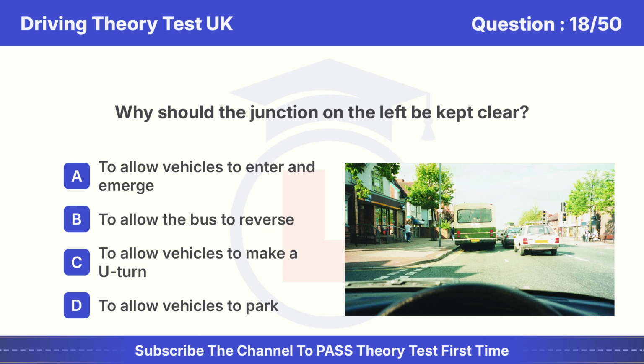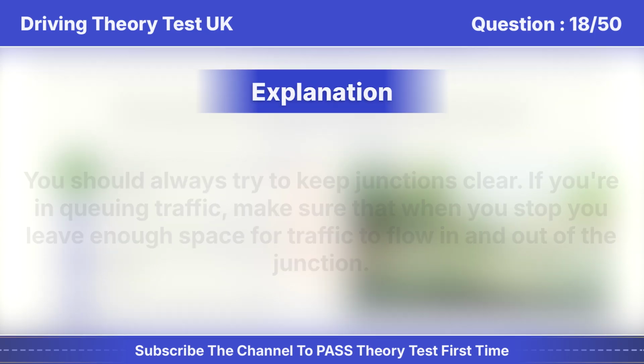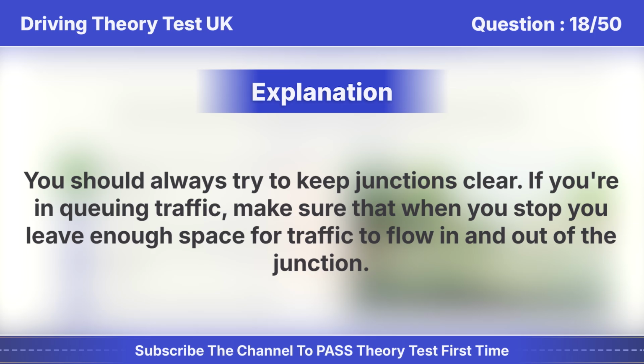Question 18. Why should the junction on the left be kept clear? Answer is A. To allow vehicles to enter and emerge. You should always try to keep junctions clear. If you're in queuing traffic, make sure that when you stop you leave enough space for traffic to flow in and out of the junction.